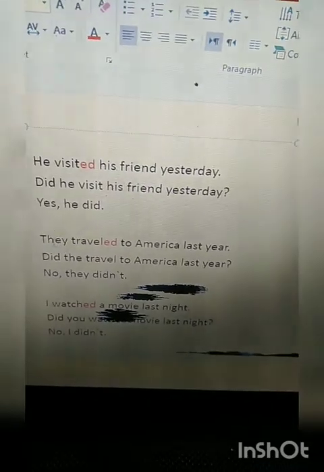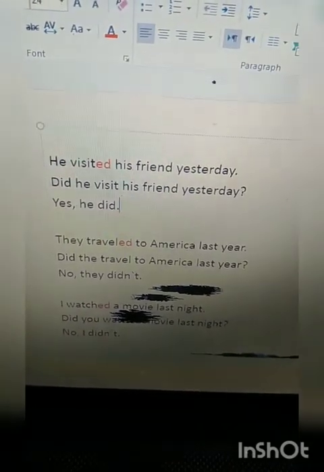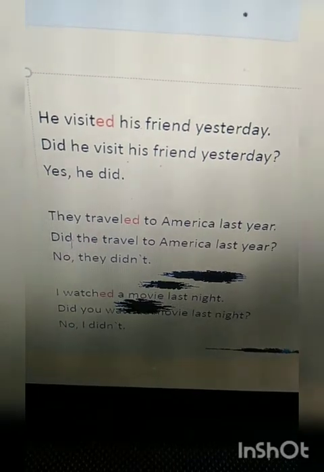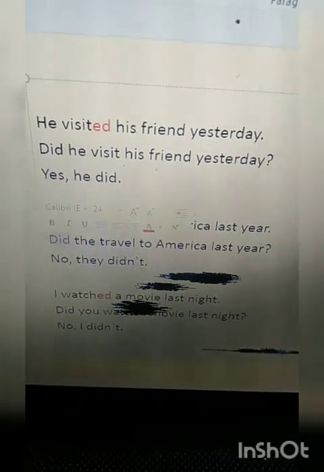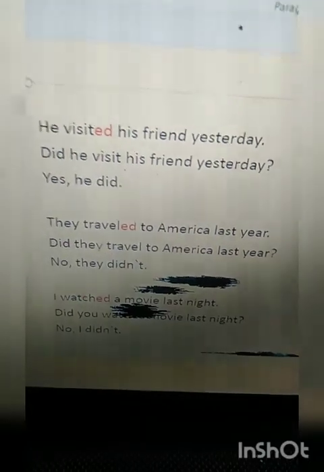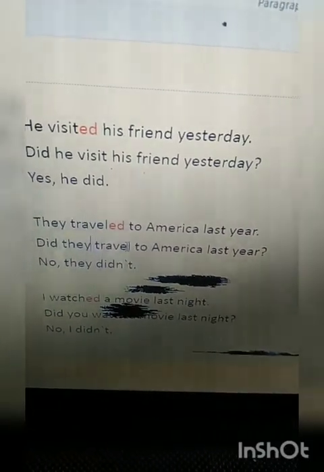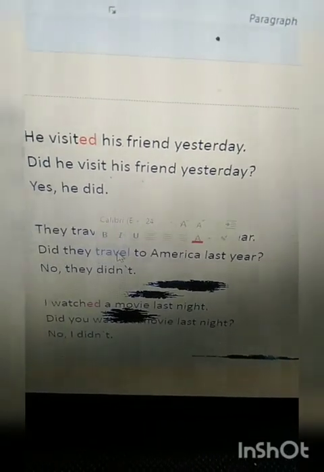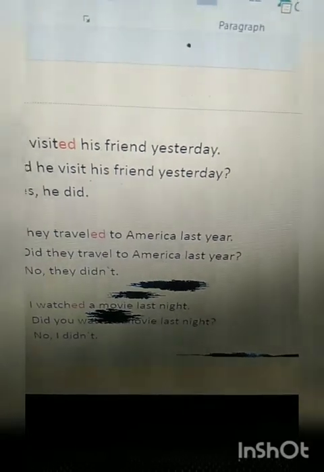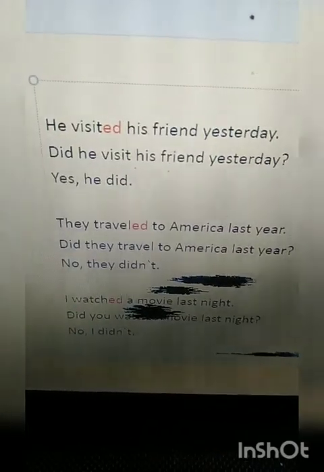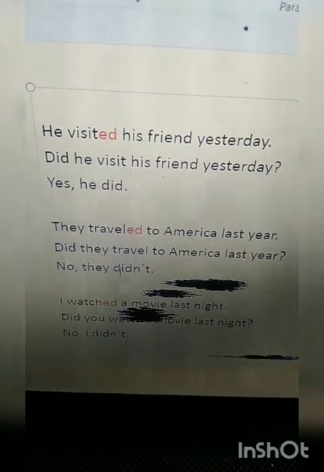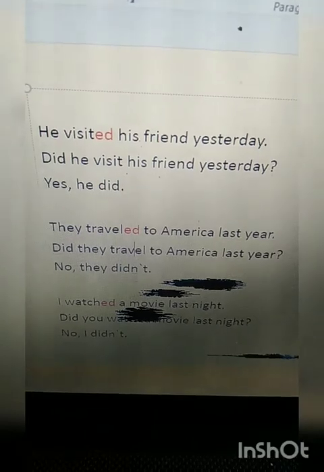Look at this example. They traveled to America last year. Form a question. We start with did. Did they travel? This is the base form of the verb. We change the past form of the verb to the base form. Did they travel to America last year? I want to answer with no. Then we have the subject they, then we have didn't. No, they didn't.